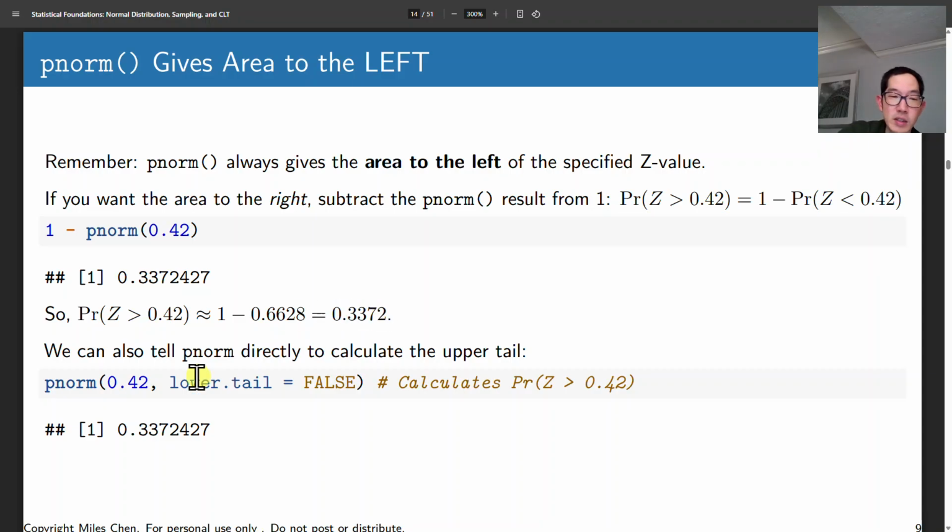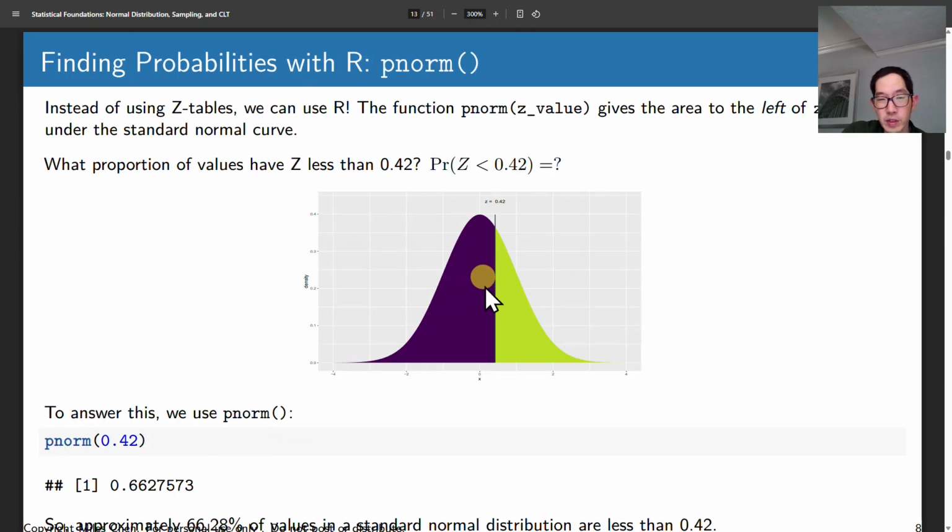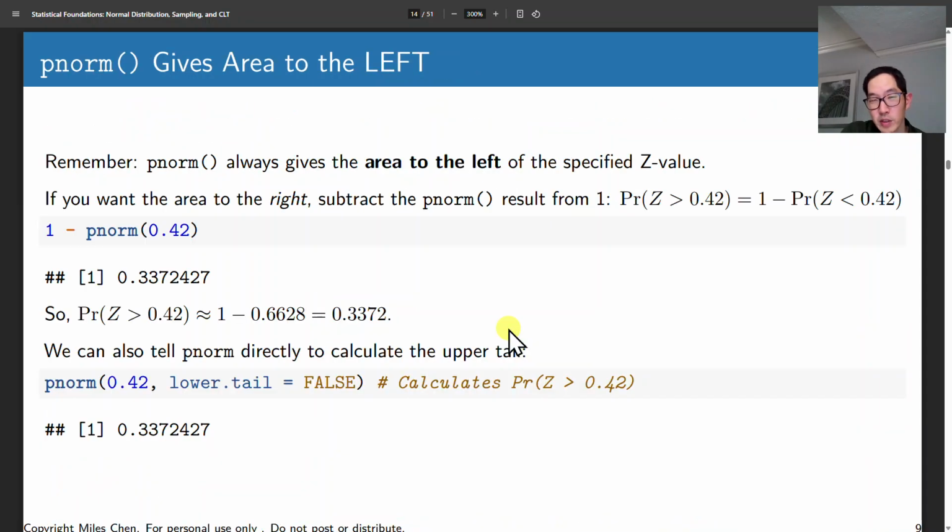Another option is within the pnorm function itself, you can change one of the arguments. The default is to calculate the lower tail, but you can say, I don't want the lower tail. You can say lower.tail is FALSE, and this will give you the upper tail, and that will give you the same value of 0.3372. So again, by default, it will give you the area to the left. If you want the area to the right, you can do 1 minus pnorm, or pnorm with lower.tail equal to FALSE.